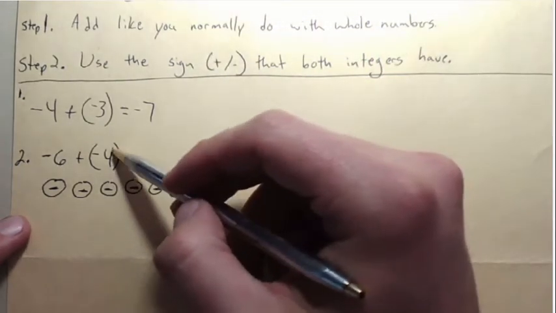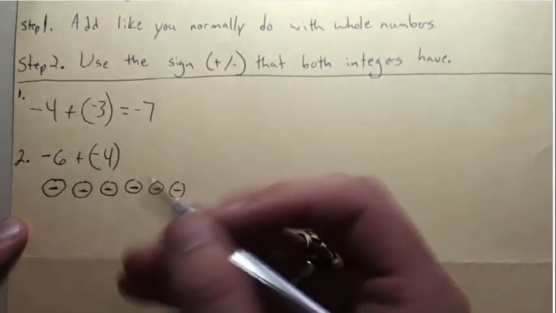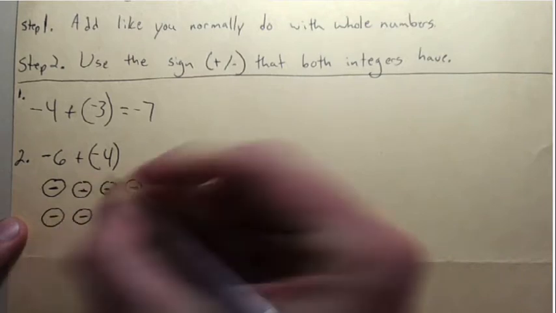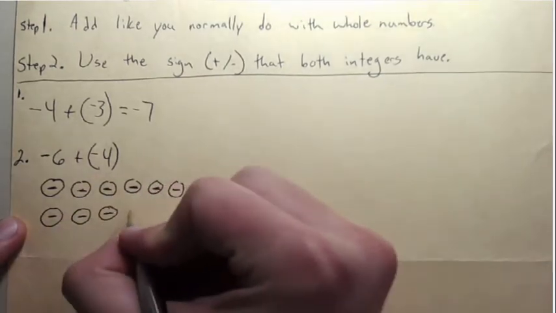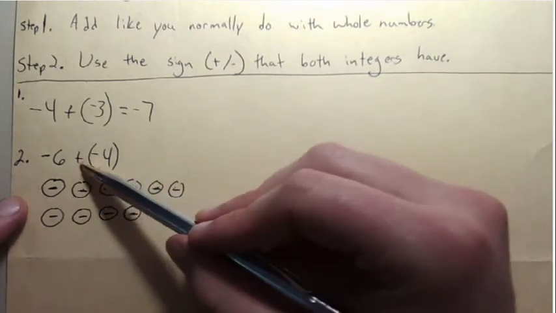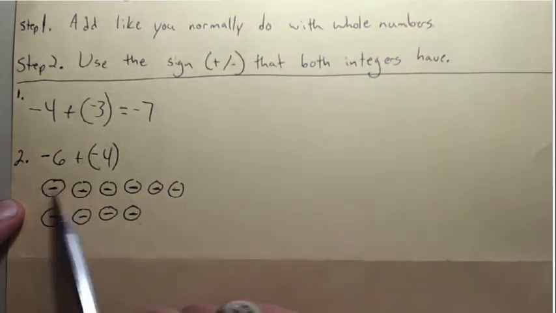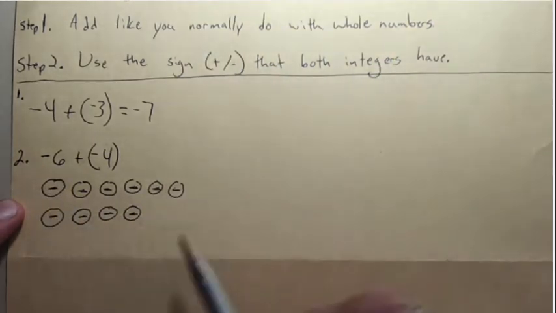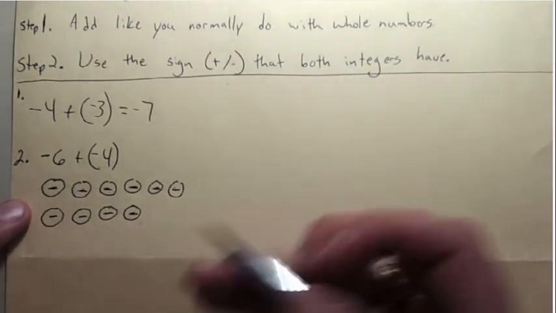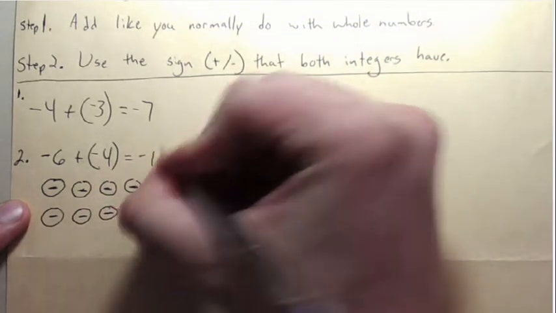And then we'll do the exact same thing in our second row with our second number, which is also negative 4. So I've got negative 6 and negative 4. We're adding again. So step 1 says add like you normally do with whole numbers. We have 10, and then we're going to use the sign that both integers have. So since both the integers have a negative sign in them, our answer would be negative 10.